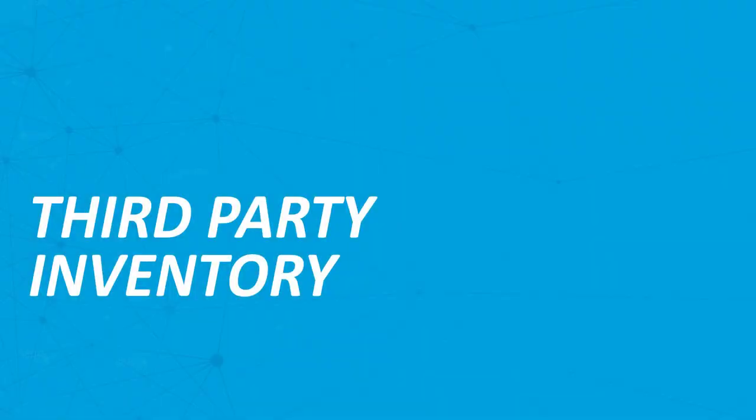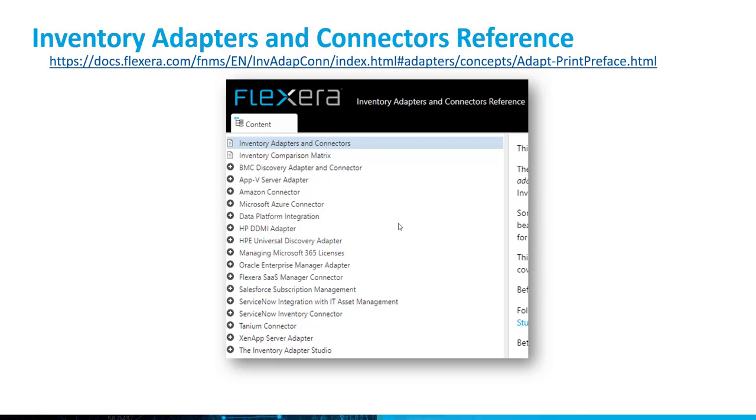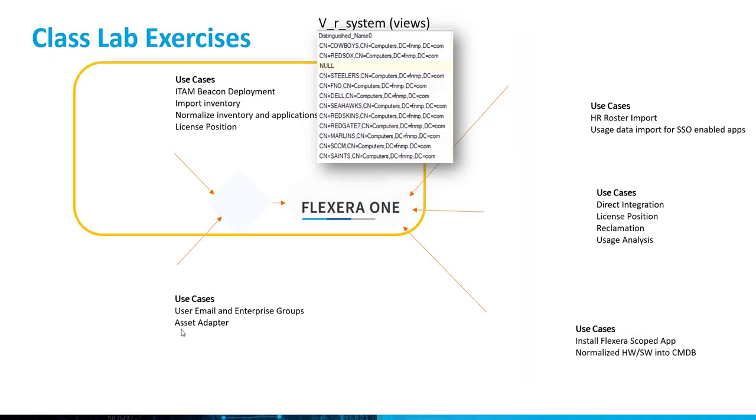In this module, we'll connect the third-party inventory with our beacon. Up in docs.flexera.com is our reference guide for the various inventory adapters that we have out of the box. So if you want to see what the individual adapter is doing, take a look at it.